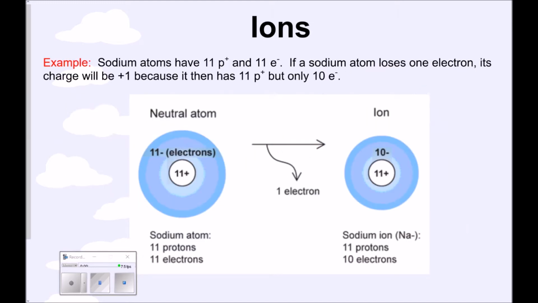Sodium atoms have 11 protons and 11 electrons. If a sodium atom loses 1 electron, its charge will be +1, because it then has 11 protons but only 10 electrons. So if it has 11 positive charges and 10 negative charges, the overall charge is +1. That is why it becomes an ion with a +1 charge, and you would write it as sodium, Na, with a plus sign.